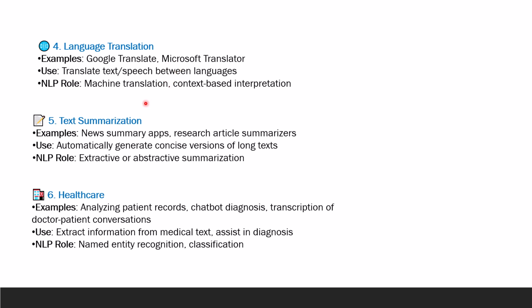Now coming to the next one, text summarization. Text summarization helps to condense a long document into shorter and meaningful summaries. For example, news apps and academic tools give you a quick snapshot of an article. Another example is healthcare. In healthcare, NLP is used to analyze medical records, transcribe conversations and even assist in diagnosis. It can pull out key terms like symptoms or medications from the notes.